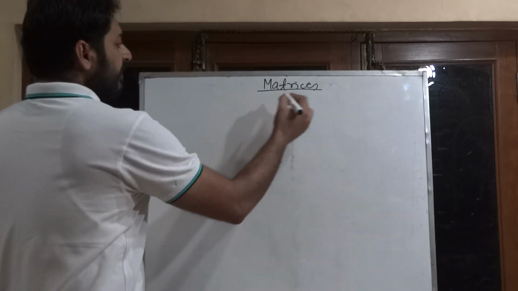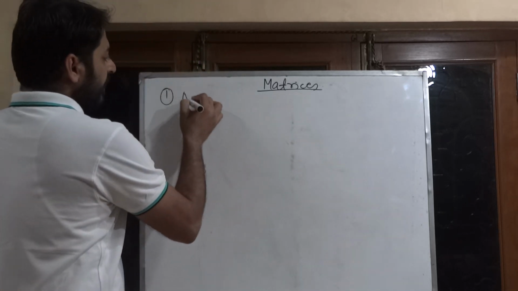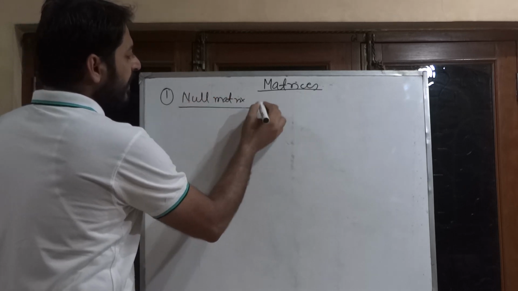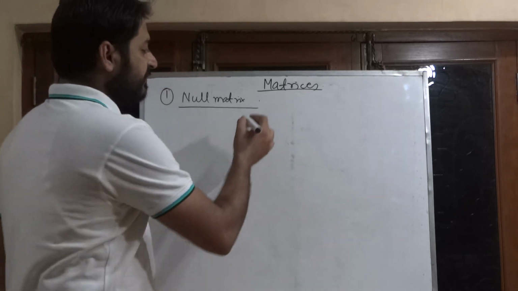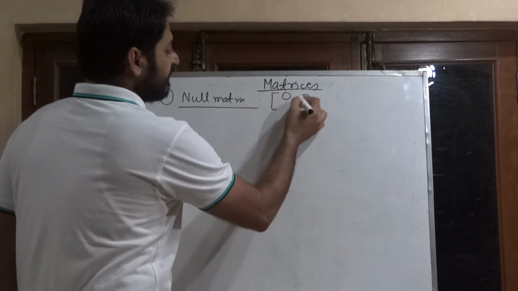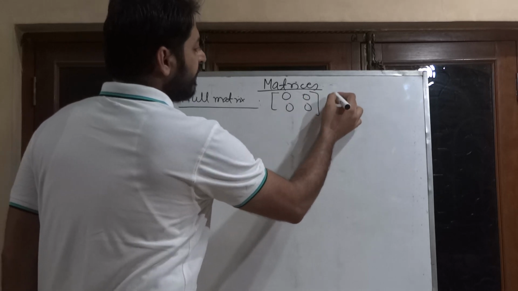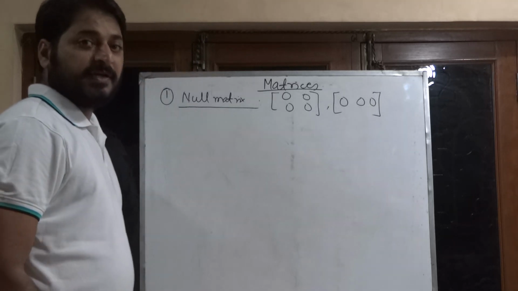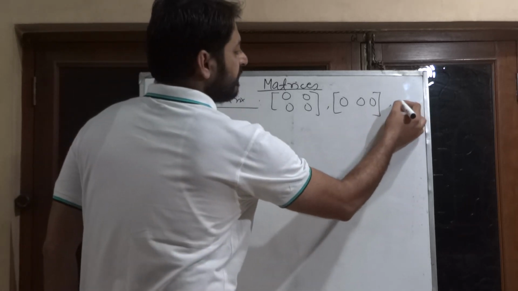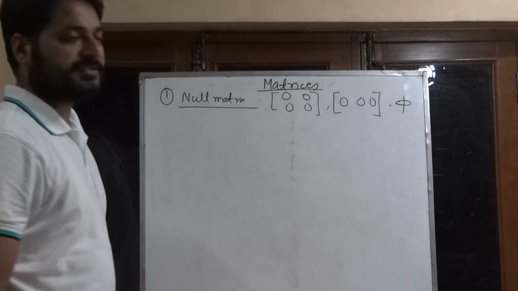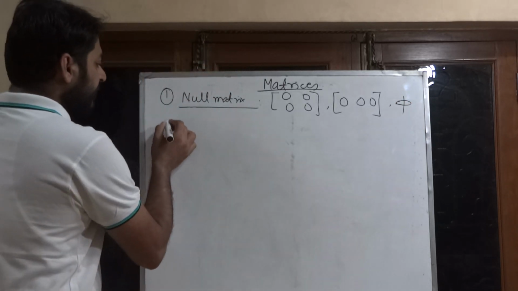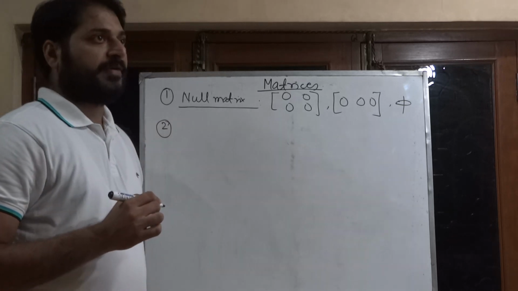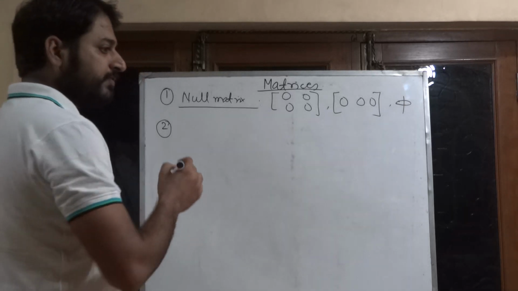The first thing is the null matrix. A null matrix is a matrix in which all the elements are zero. If a matrix is like this one, where all elements are zero, it is a null matrix. Sometimes the null matrix is represented by phi.